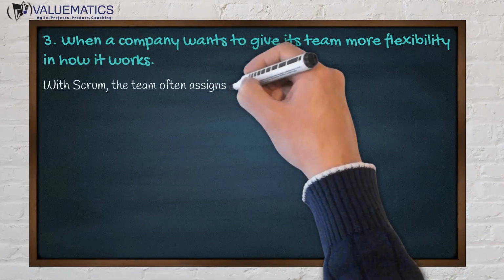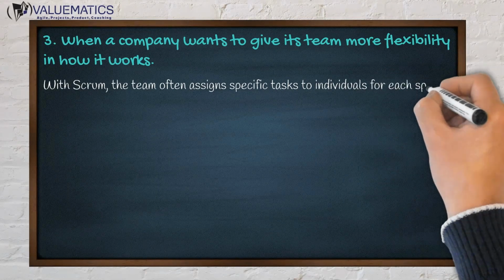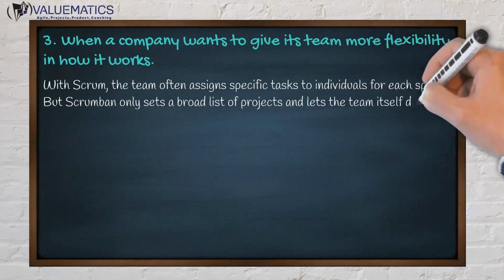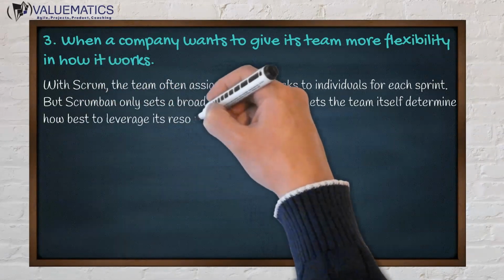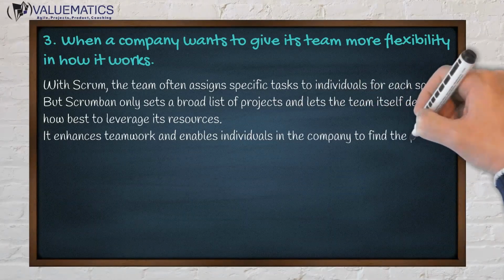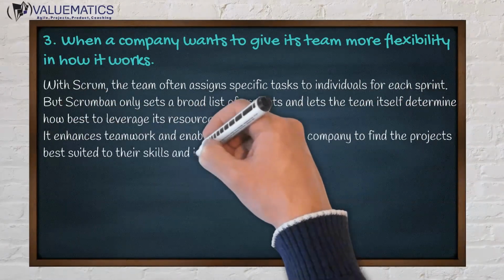With Scrum, the team often assigns specific tasks to individuals for each sprint. But ScrumBan only sets a broad list of projects and lets the team itself determine how best to leverage its resources. It enhances teamwork and enables individuals in the company to find the projects best suited to their skills and interests.